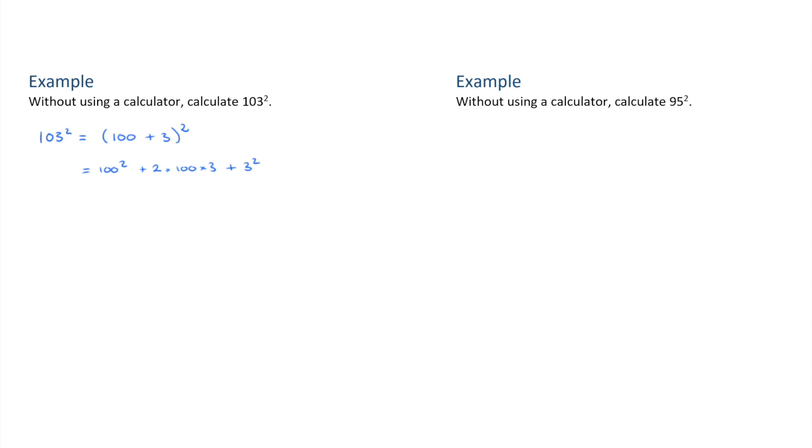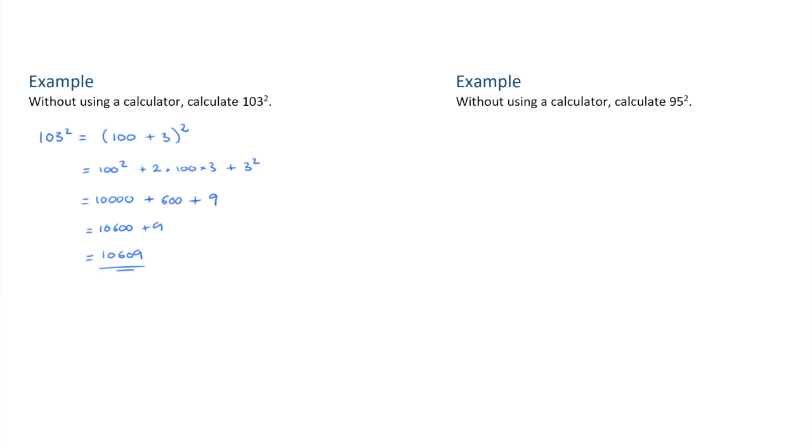Now calculating each of these, 100 squared is 100 times 10, that's 1,000, times 10 again, that's 10,000. So that's 10,000, plus 2 times 100 is 200, times 3 is 600, plus 3 squared, which is 9. Now 10,000 plus 600, that's 10,600, plus 9. Finally, we have 10,609. And there we go. We've just calculated 103 squared using the perfect square formula.